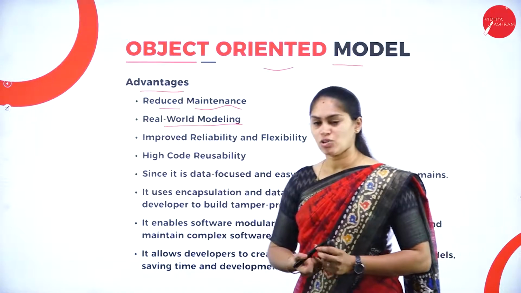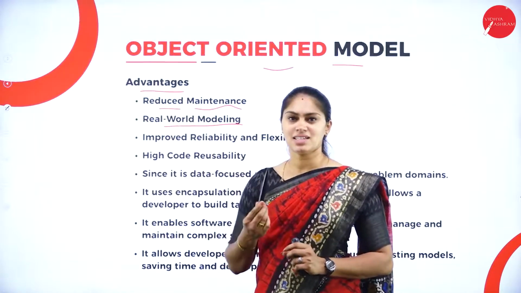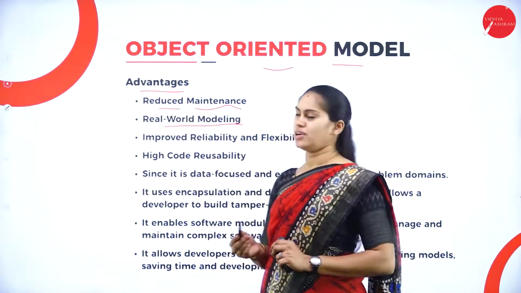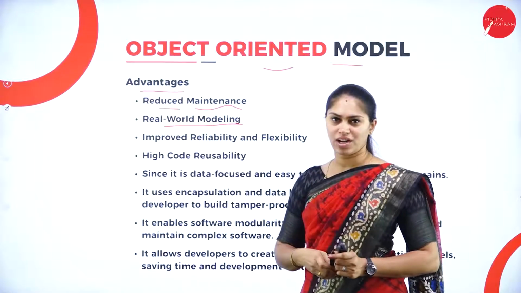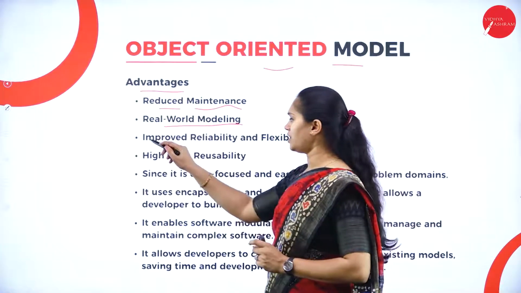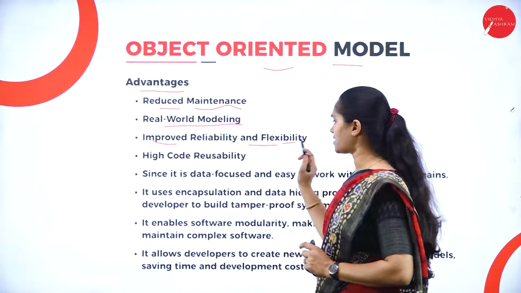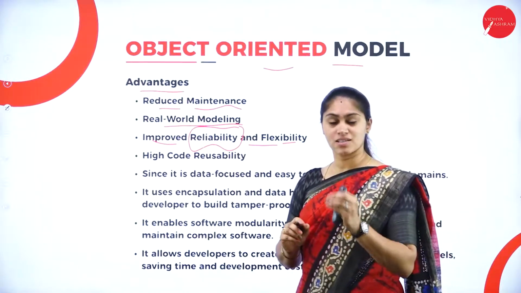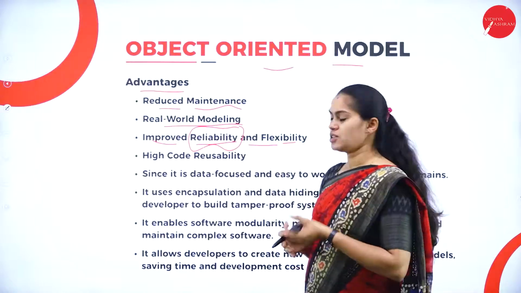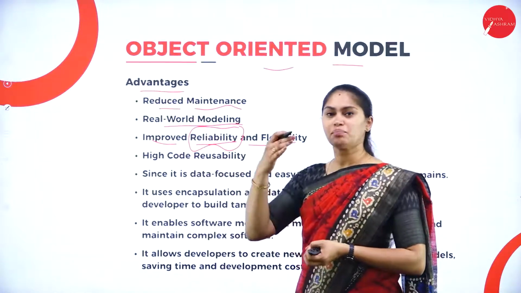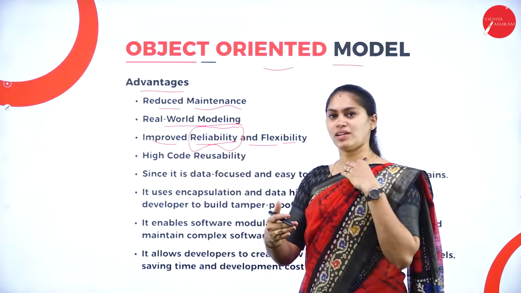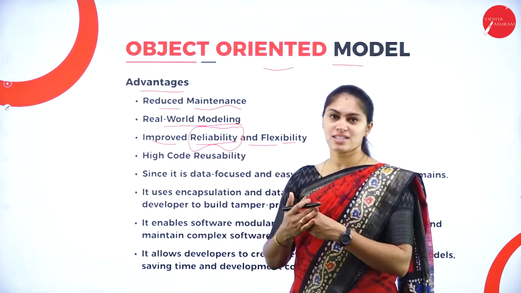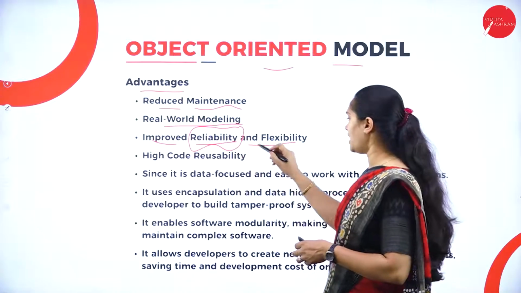As I told, I can take this as an example. In the same way, whatever real world objects we have, everything can be modeled with the help of this object oriented methodology, and it also improves reliability and flexibility. Reliability in the sense, can we trust this? Yes, that is what reliable means. Here reliability stands for up to what extent it is able to produce a good result. That is what reliable means.